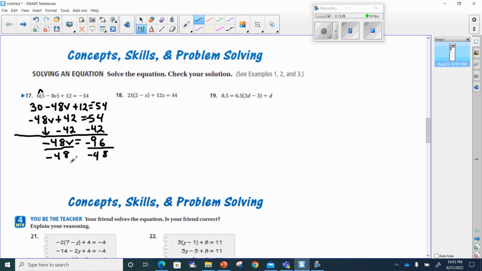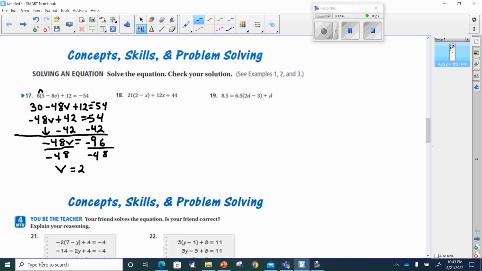That's going to leave me with v equals a negative divided by a negative, which is a positive. 96 divided by 48, that's 2. So v equals 2. Now that seems a little better. Let's go ahead, it says to check my solution.